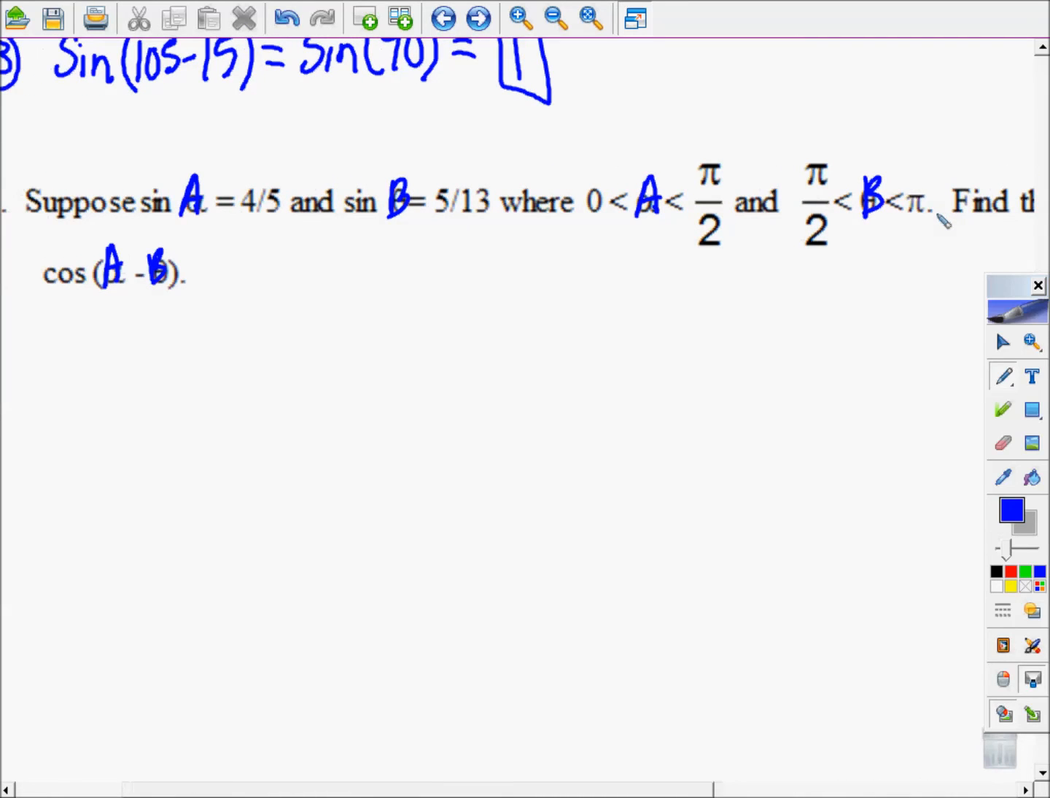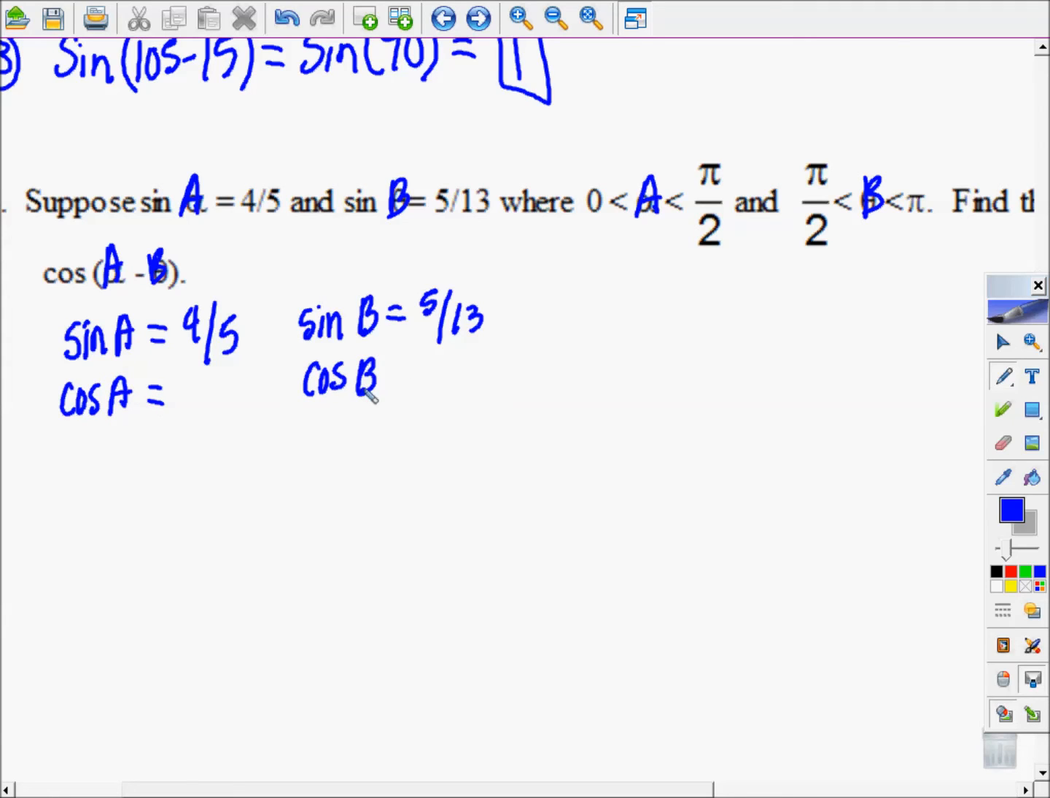All right, so we identify what information is given to us. They told us that sine of A equals 4/5, and sine of B equals. But do we know what our cosines are? No. So we do not know the cosine of A, and we do not know the cosine of B. But is there something we've learned that relates sine and cosine to one another, so that if we know one, we can solve for the missing one? What is that? It's an equation. It's an identity. So where should I look?